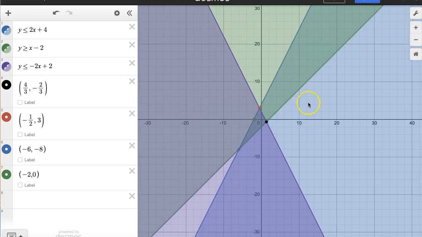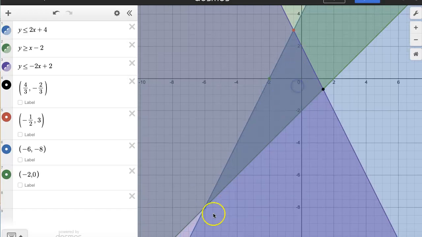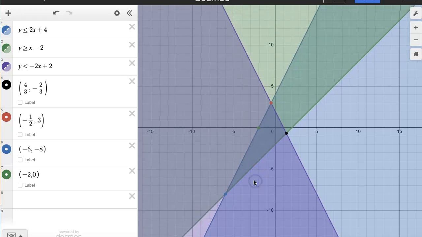So here you can see it shades it for you. And if I'm talking about the feasible region, which is the area where all of them fit into one area, it would be this middle area right here. As you can see, it's a darker shade than all of the other ones. So this is the area where all of the lines meet and can fit together. So yeah, there's lots of different functions.